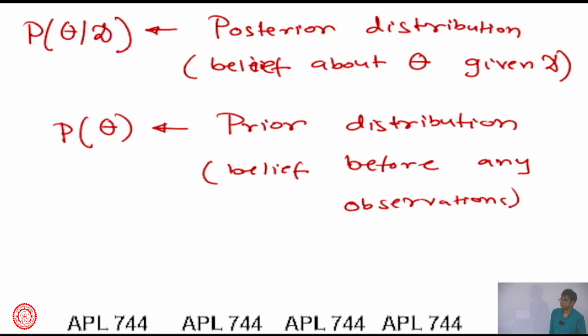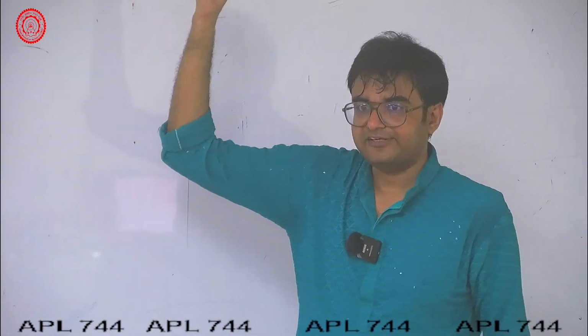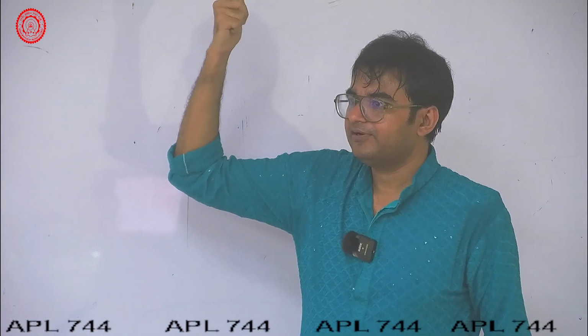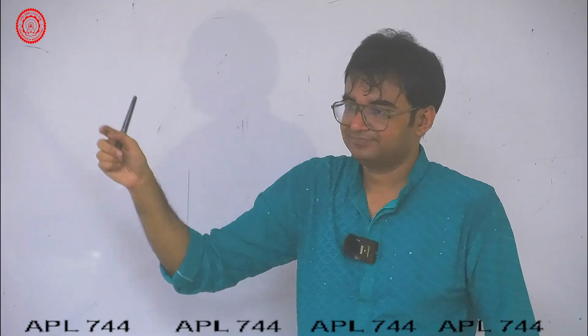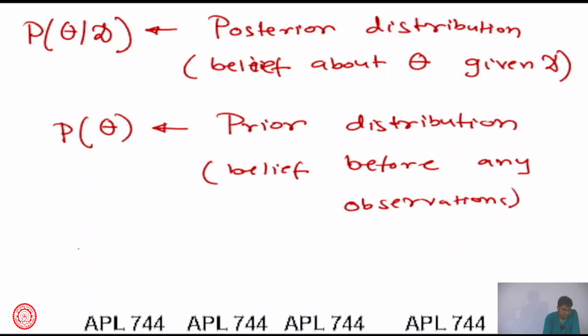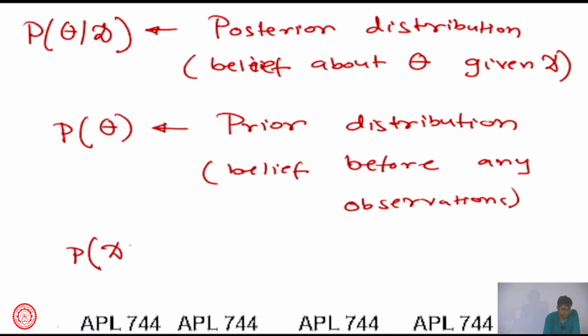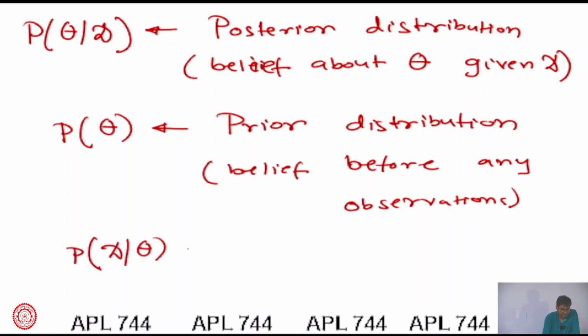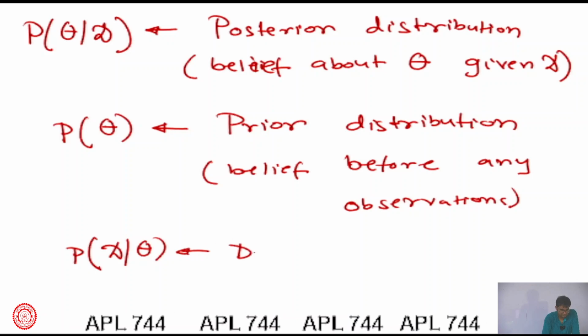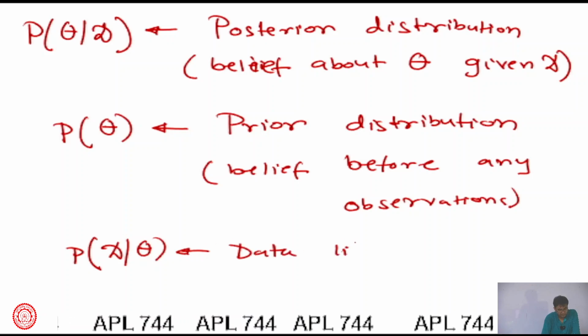Now comes the third term, which is the second term on the right hand side at the numerator, which was probability of d given theta. So, this is probability of d given theta. This is known as the data likelihood.